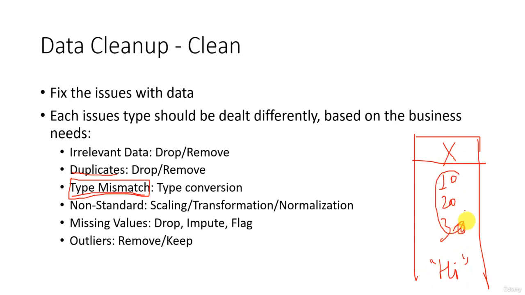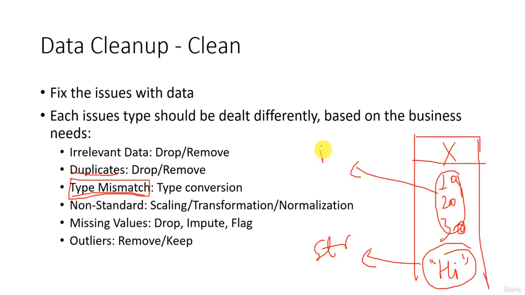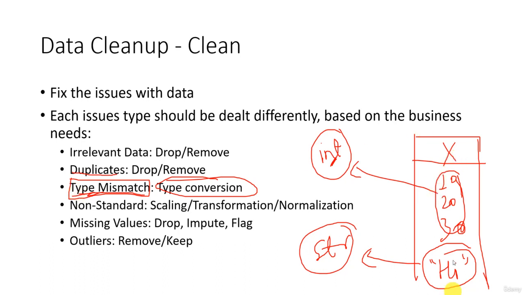Now it is mismatched data because some of them are numbers and one data that I have here has a different data type. It is a string. The three of them are numbers that are integers. So you can see some of them are integers, some of them are strings. So that is what type mismatch means. So in this case we need to convert the type so that all the types will be uniform.